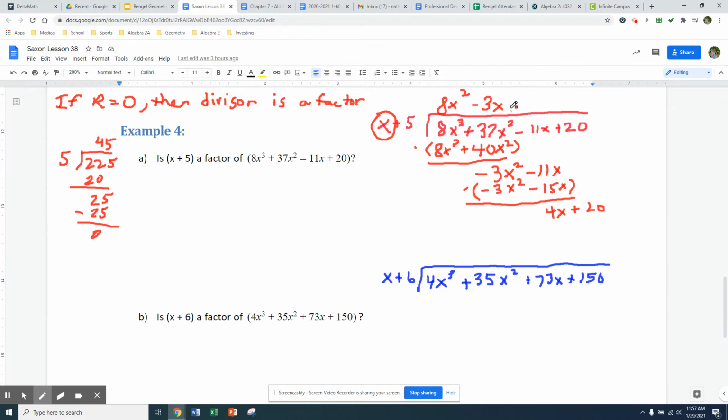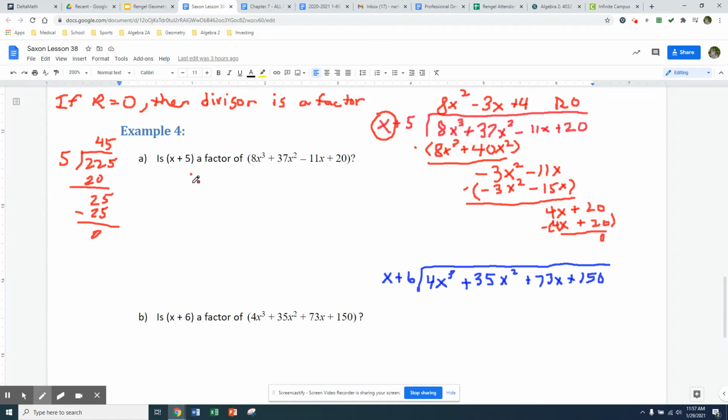Then what could I multiply x by to get to 4x? That would be 4. 4 times x is there is my 4x, and 4 times 5 is 20. Now you're maybe seeing, oh, everything is matching up. This will be very similar to what we saw in day 1, when we did our first day of long division on Delta Math. Everything matched up, and we get that remainder of 0.